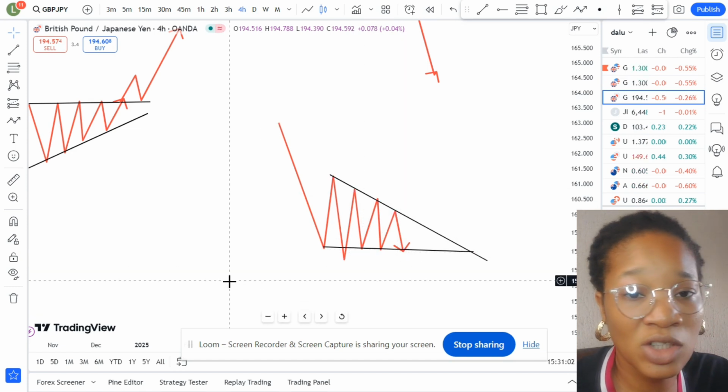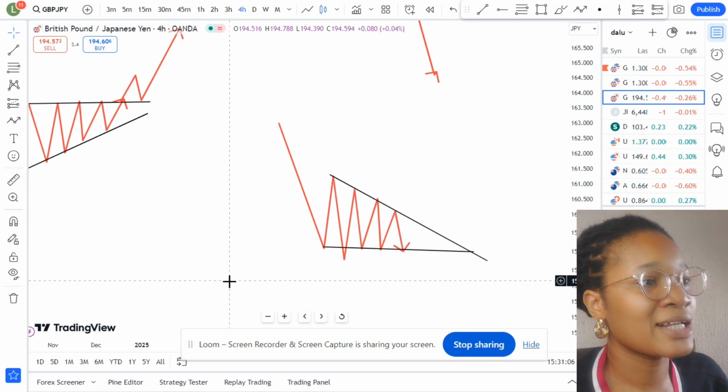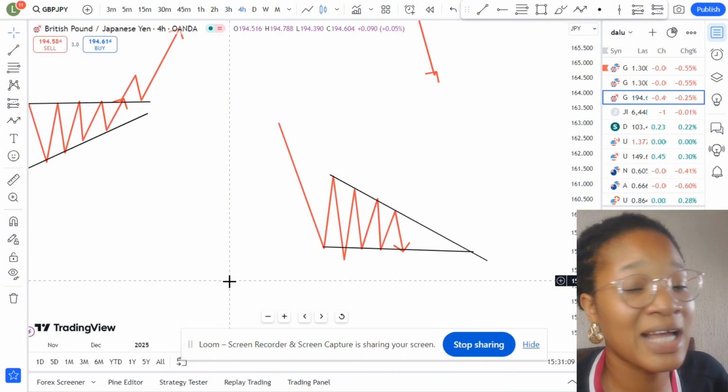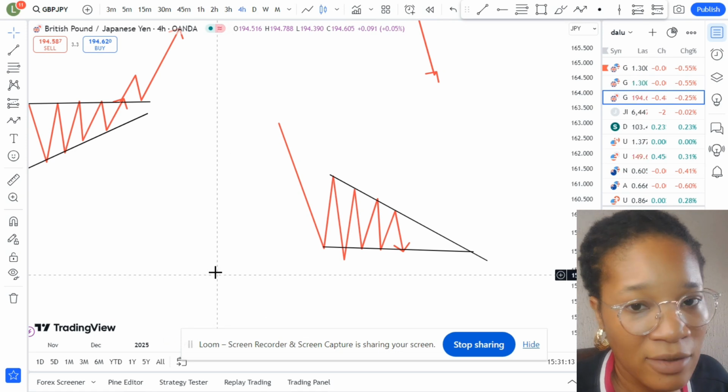It can happen not just in a descending triangle. It can happen in an ascending triangle. It can happen in a flag. It can happen in a pennant. It can happen in any other chart pattern that you see. Just be on the lookout for fake outs, right?